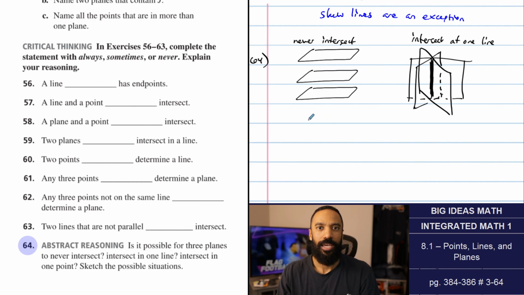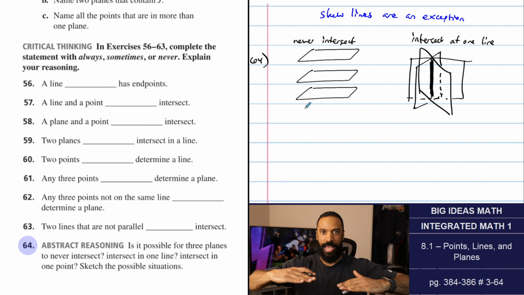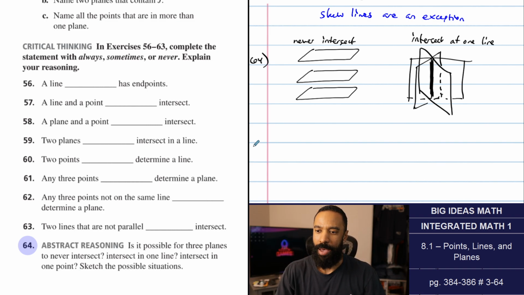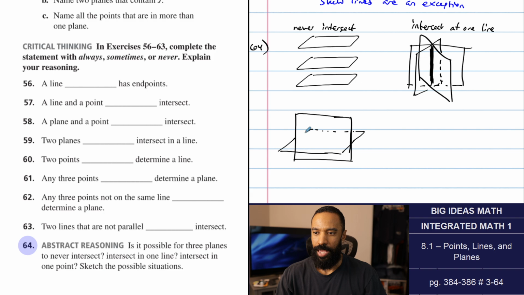Intersect at one point, you have to have them kind of all be in their own axes, like this axis and this axis right here. So imagine one that's like full frontal, boom. One that's kind of like laid down right here, boom. And then a third one that's going kind of like this direction here, boom.